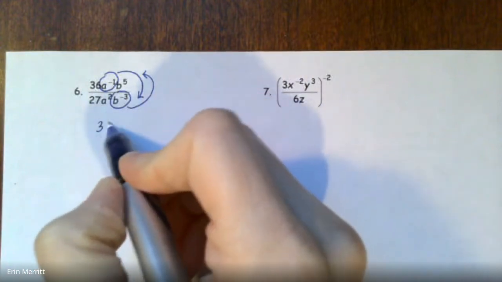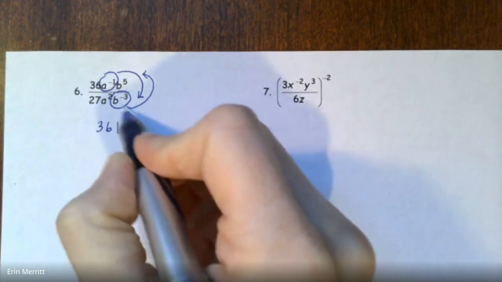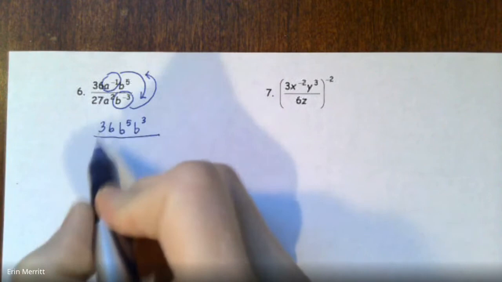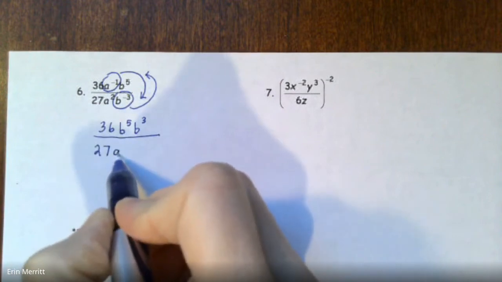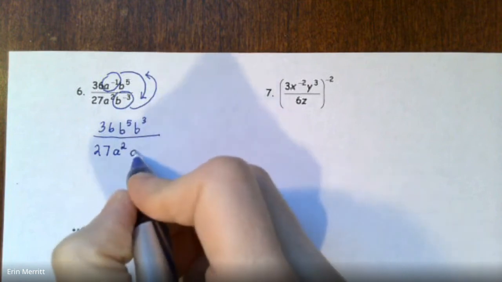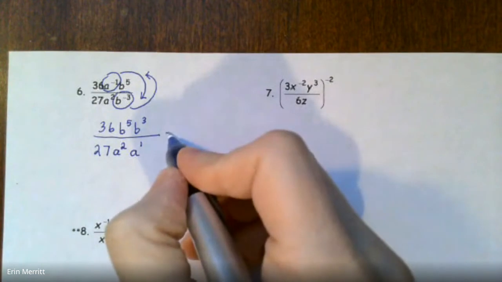So keep the 36 up top. Keep the b to the fifth up top. But now b to the third will join it because that becomes positive. 27 stays put. This a squared stays put. And that a to the negative first comes to the bottom and joins it as an a to the positive first. All right. And now just clean up what we can.